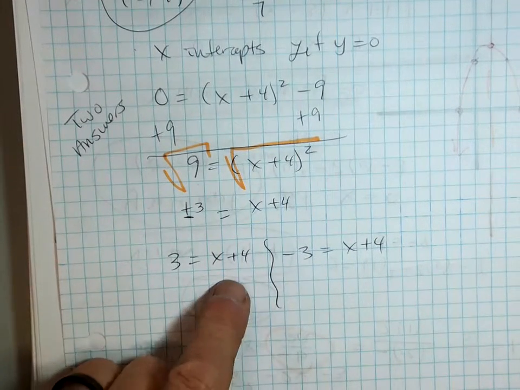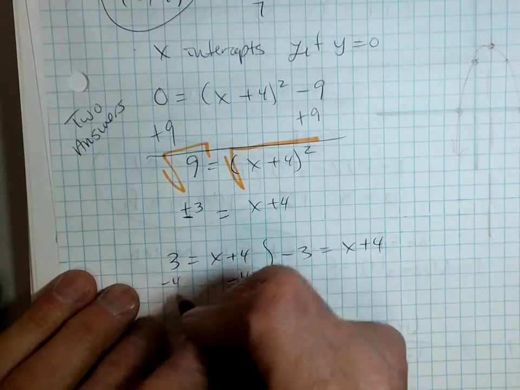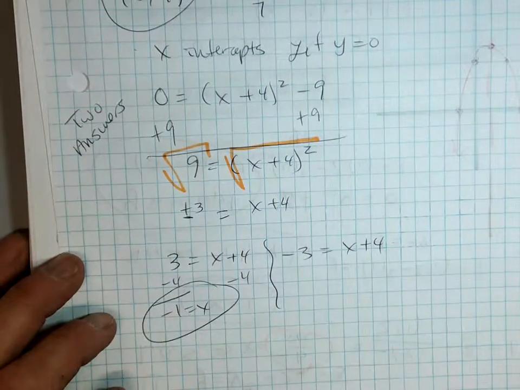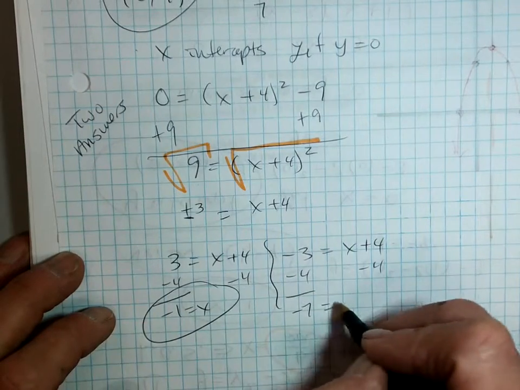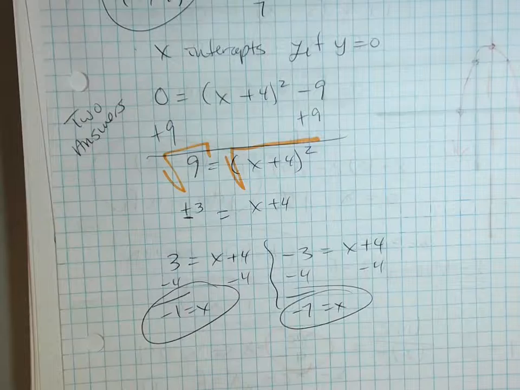So we'll solve. Am I going too fast? Minus 4, minus 4. I get a negative 1 equals x. Circle x, I'm going to use that. Minus 4, minus 4. I get a negative 7 equals x. I'm going to circle that. I have everything I need to graph.